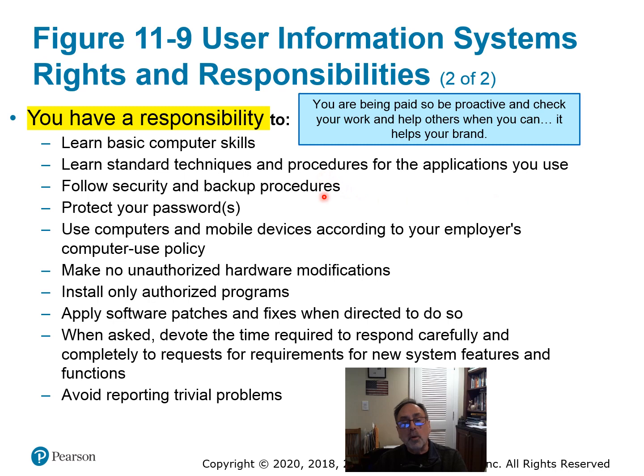So you're going to have to follow all of the policies and procedures, and it's going to vary from time to time, from company to company. It'll change, even within a company. But my biggest advice for your responsibility is be proactive. Look to see how you can improve things. Look to see how you can help someone else.